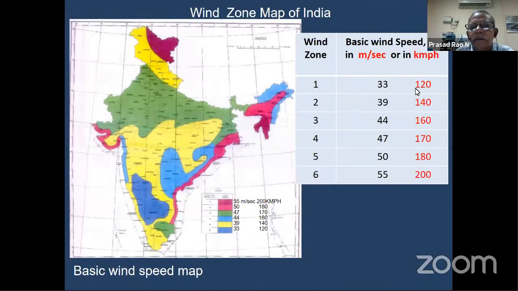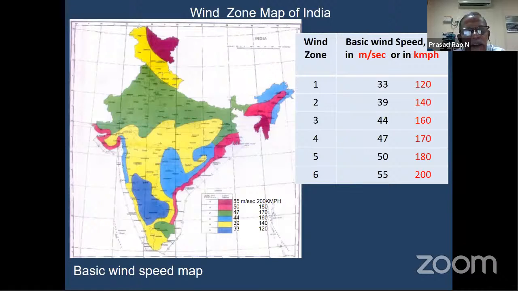This is a basic wind map of India. We have different parts, and different parts are experiencing different wind speeds. Basically, this is from IS 875. The only difference between IS 875 and IS 802 loading is that in IS 875, we used to take a 3-second gust, the peak gust. Whereas in IS 802, the 3-second peak gust is averaged over a 10-minute speed.